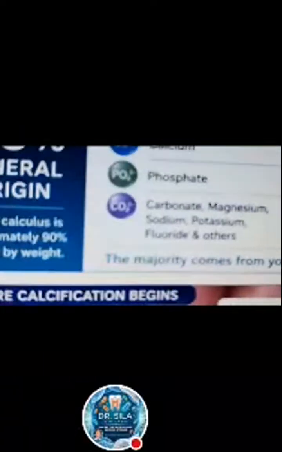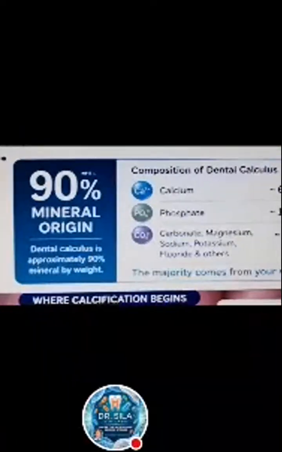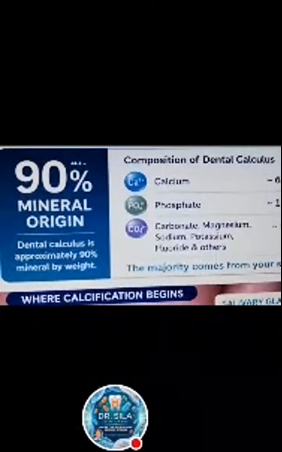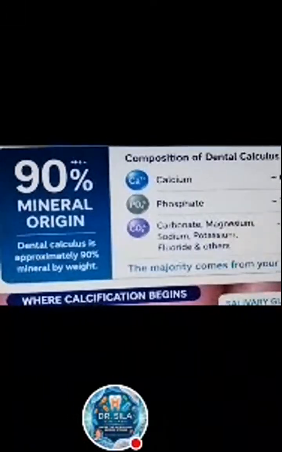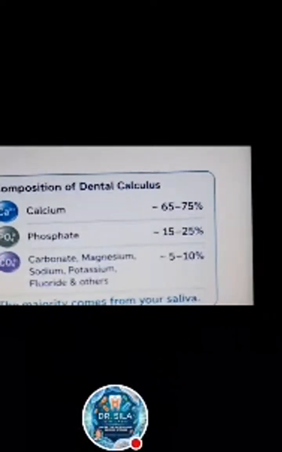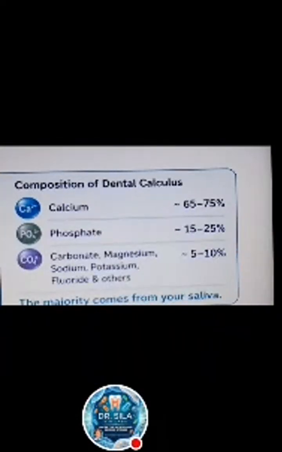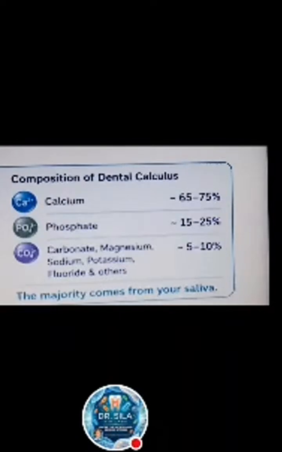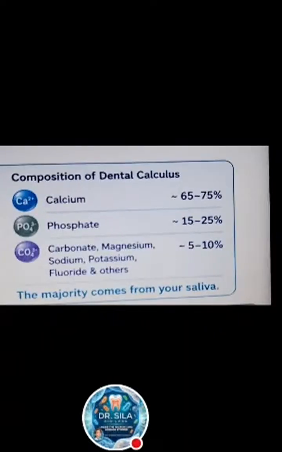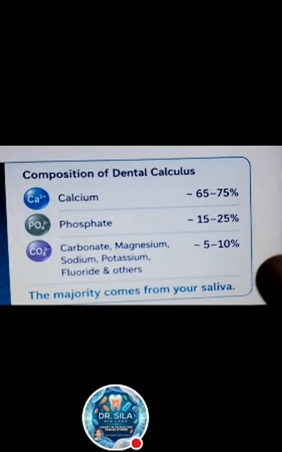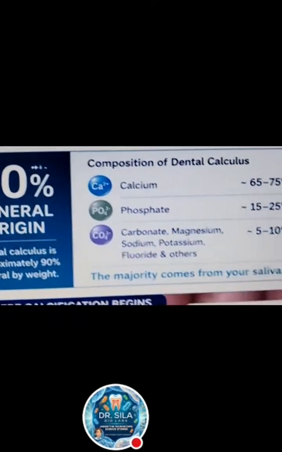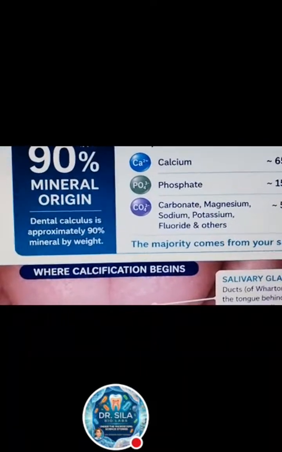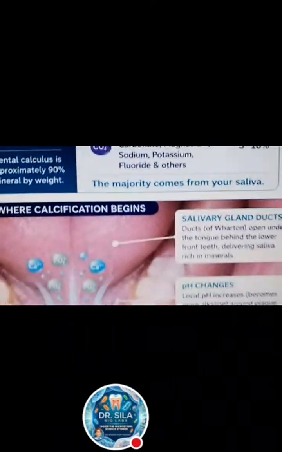What is the composition of dental calculus? Dental calculus is approximately 90% minerals by weight. That is calcium 65 to 75%, phosphate 15 to 20%, carbonate and magnesium 5 to 10%. The majority comes from your saliva, where calcification begins.